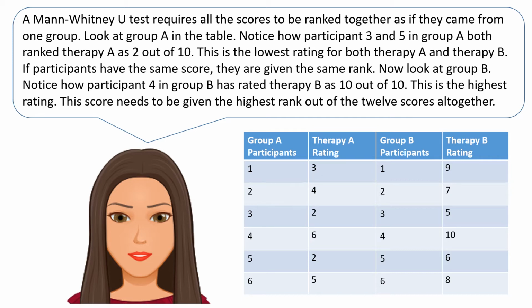Now look at Group B. Notice how participant 4 in Group B has rated therapy B as 10 out of 10. This is the highest rating. This score needs to be given the highest rank out of the 12 scores altogether. We have 12 scores because there are 6 scores for therapy A and 6 scores for therapy B.